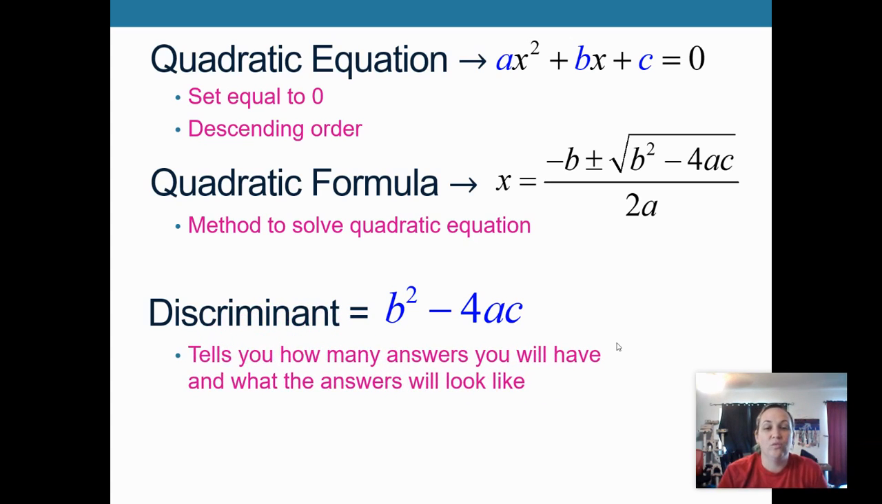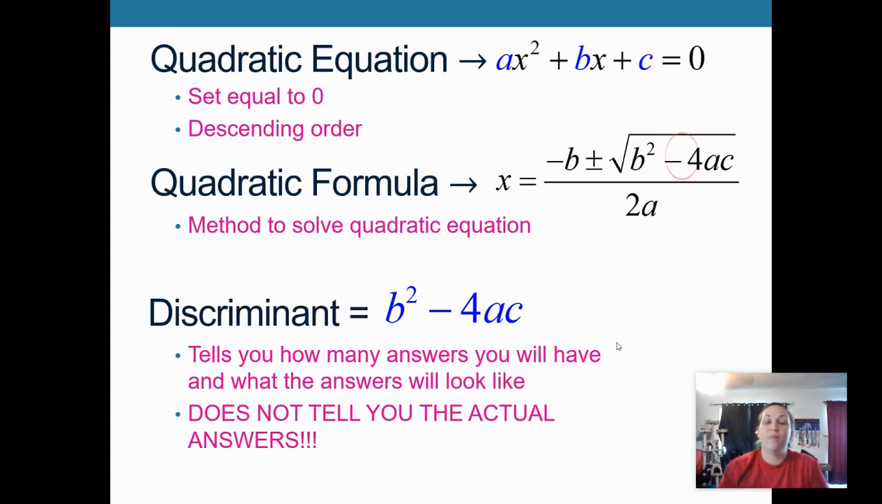The discriminant will tell us how many answers we will have. Will we have 2 answers? Will we have 1 double root? Or will it be no solution? And it can be kind of fancy. It can tell us what our answers are going to look like. It can tell us if our answers are going to be nice whole numbers or crazy decimals or things like that. So that's what the discriminant is. And again, the discriminant is from the underneath part of the quadratic formula.